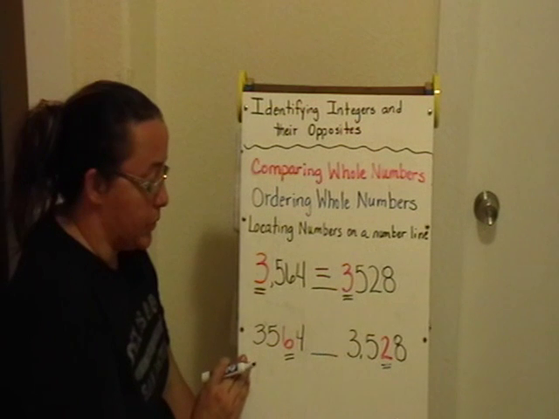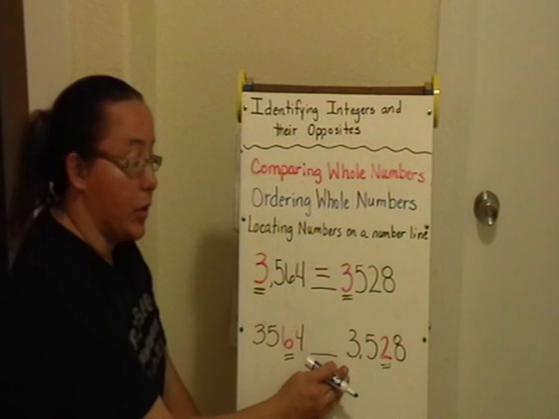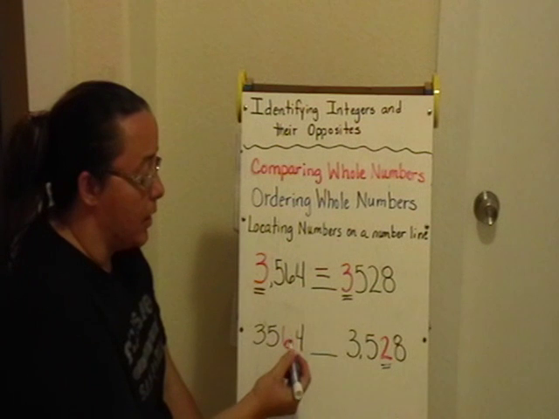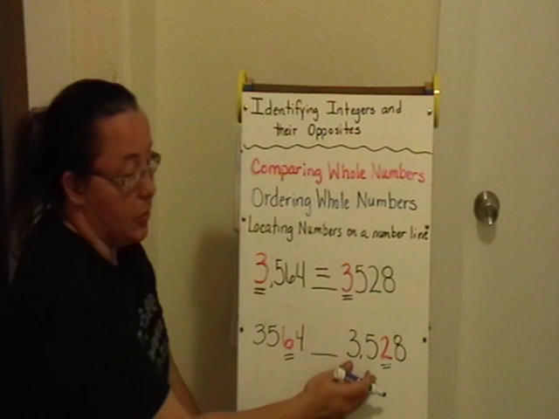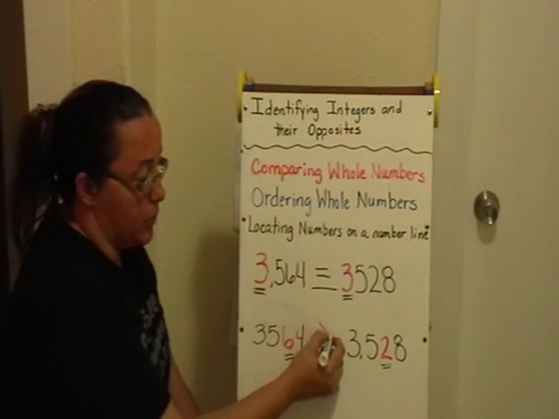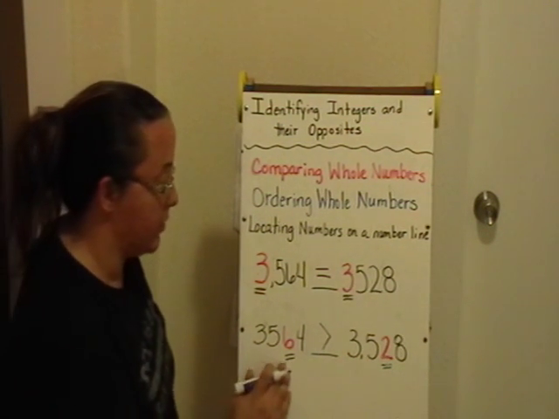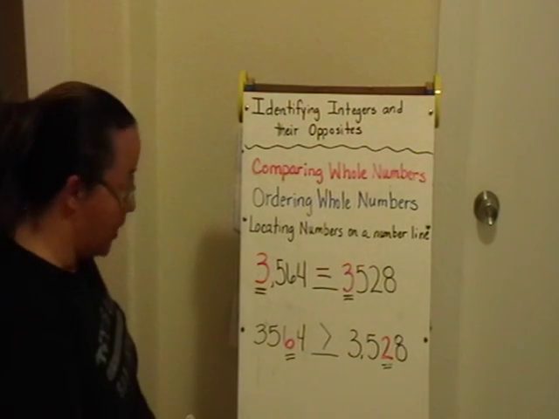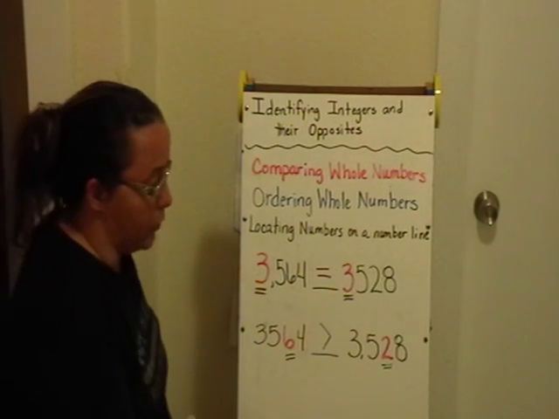In the next set of numbers, we're looking at 3,564 and 3,528 once again, but this time we are going to compare the digits in the tens place. In the first number, we see that the tens digit is a 6. In the second number, the tens digit is a 2. Therefore, this number is greater than this number based on the tens digit. So 3,564 is greater than 3,528. That is an example of comparing whole numbers, which we've gone over before.